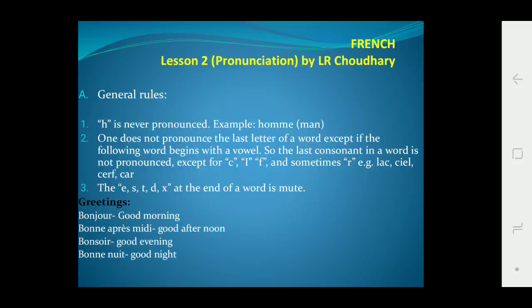Now, we will learn some greetings, like how to say good morning, good evening. So, bonjour is good morning. How do we pronounce? Bonjour. Bonjour means good morning. Then, bon après-midi, it's good afternoon. Then bonsoir, bonsoir means good evening. Then bonne nuit, it means good night.